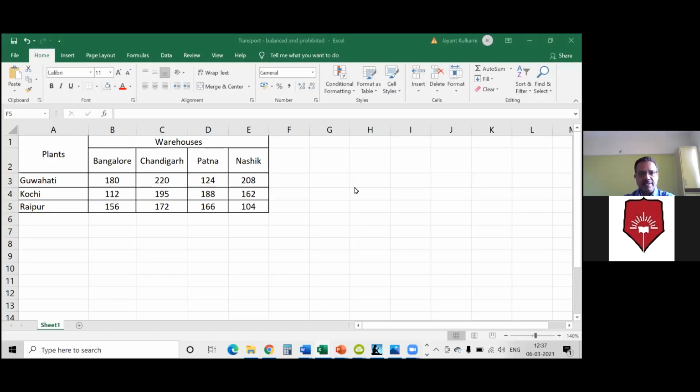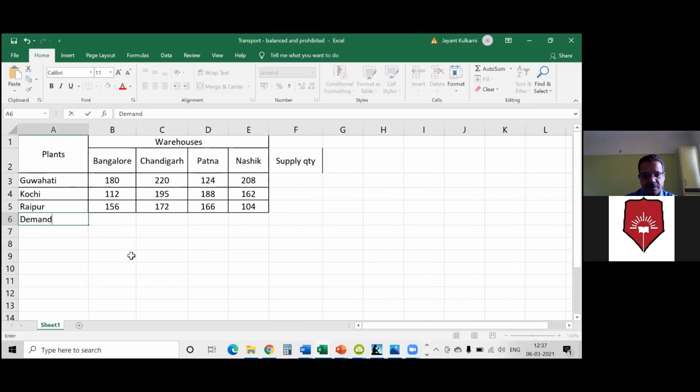Related to the quantities at each of these plants and the requirements at each of these warehouses is given in the form of those statements. So I'll add that information here. I'm going to say my supply quantity here, like we did in our previous example, and my demand quantity.